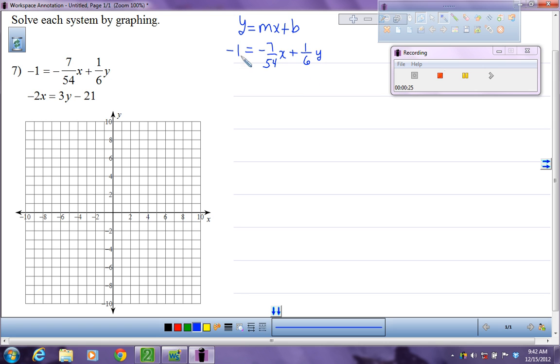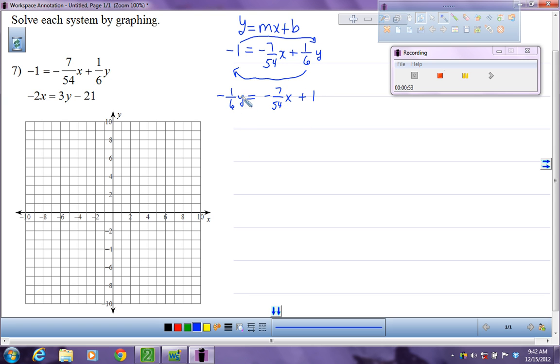But I need to make sure that I put everything in the correct order. The x is correct. The y term should be over here, and the b term should actually be over here. So if I move everything around the way it should be, I get negative 1/6 y. The x stays the same, and the 1 becomes plus 1.